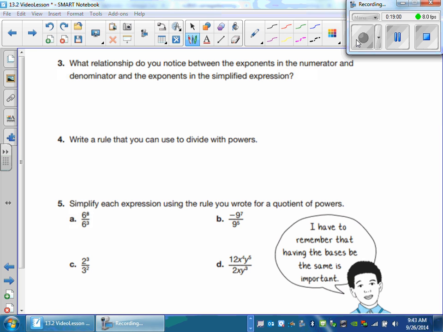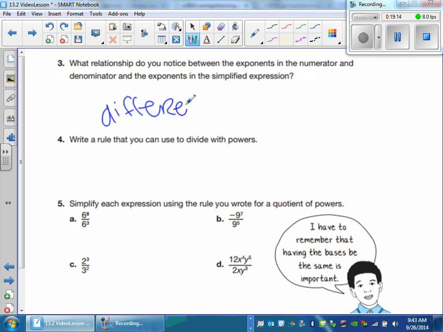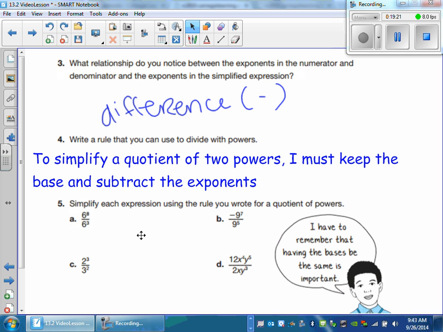On the next page, we are going to eventually write the rule here. Again, they're asking what relationship do you notice between the exponents when you're dividing the bases. You should notice that we're taking the difference, or subtracting. For a rule, again, please write this in your notes. To simplify a quotient of 2 powers, I must keep the base and subtract the exponents. So go ahead, push pause, write that down in your book and in your notes, and then come back with me when you're done.